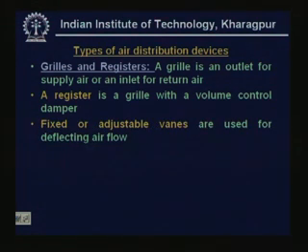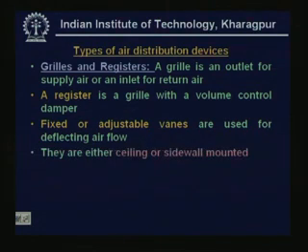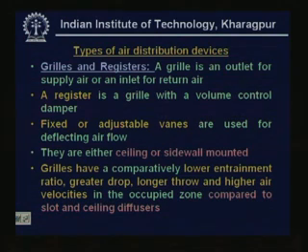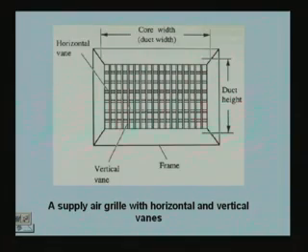And they can have fixed or adjustable vanes for deflecting airflow, and they are either ceiling or sidewall mounted. And grills have a comparatively lower entrainment ratio, greater drop, longer throw and higher air velocities in the occupied zone compared to slot and ceiling diffusers. So, let me show the schematic of a grill.